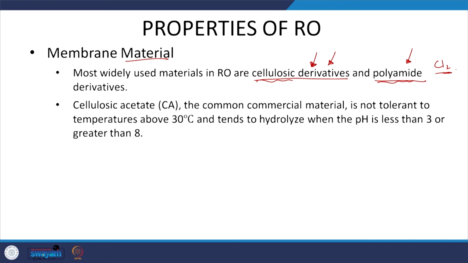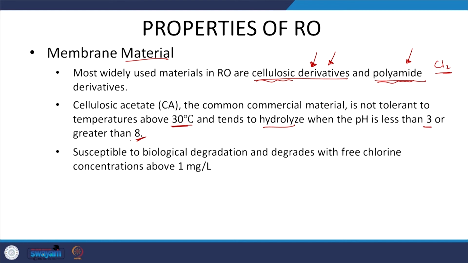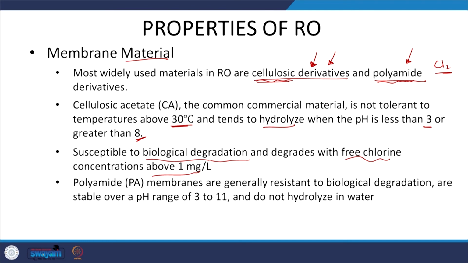So, cellulose acetate is very common, but the issue is that it is not tolerant to temperatures above 30 degrees centigrade, and it can hydrolyze depending upon extreme pH. Because it is cellulosic material, it is also susceptible to biological degradation and also free chlorine. That is one aspect to keep in mind. Polyamide is generally resistant to biological degradation, works over a wider range of pH and does not hydrolyze in water, but again is very susceptible to chlorine attack.